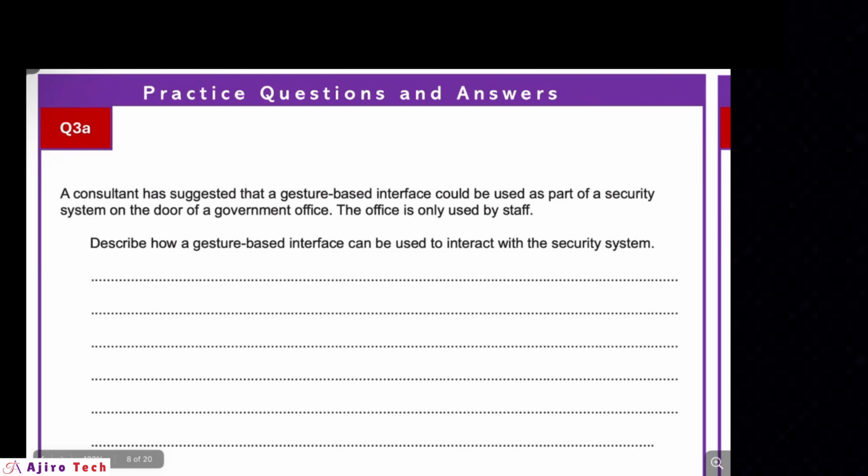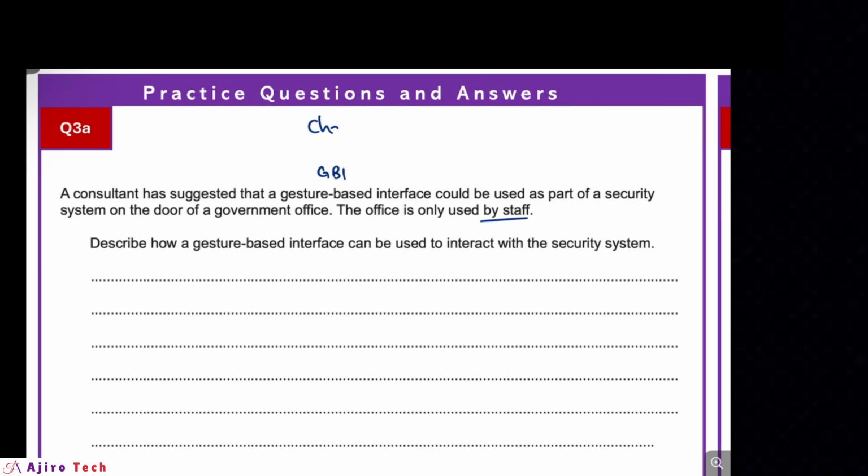A consultant has suggested that a gesture-based interface, that's GBI, could be used as part of a security system on the door of a government office. The office is only allowed by staff. Describe how a gesture-based interface can be used to interact with the security system.